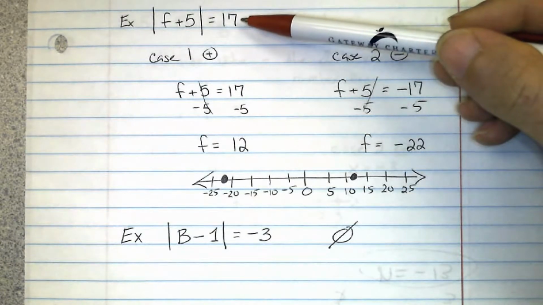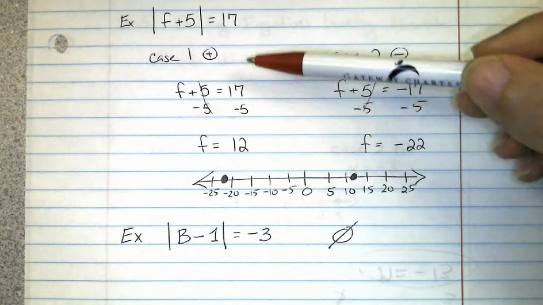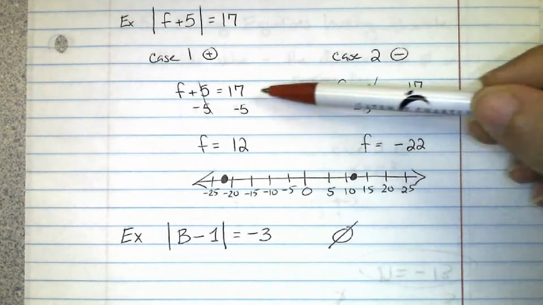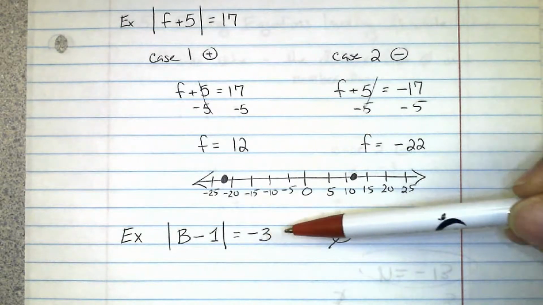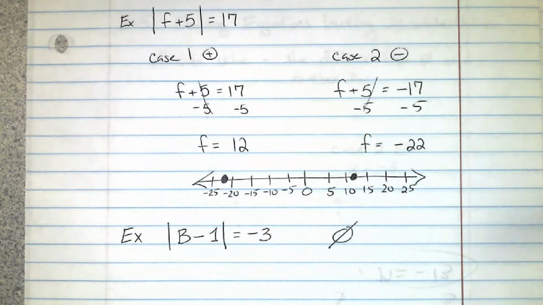See the difference? Here, it was equal to a positive number, so we found either case. Here, it's equal to a negative number, so the solution is an empty set. And that is solving equations involving absolute value. Next, let's take it to the next level and write an absolute value equation.